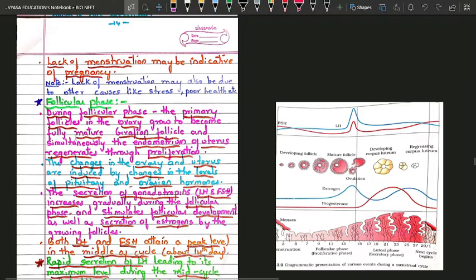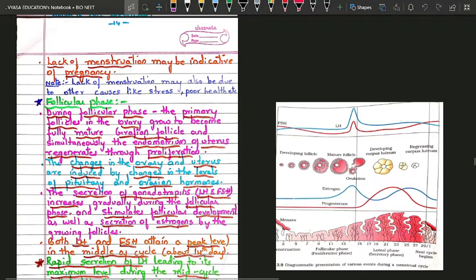Okay, follicular phase. So this was the menstrual phase, now the follicular phase. What happens in the follicular phase? We saw the Graafian follicle; the Graafian follicle develops. Why does the Graafian follicle develop? So that it can rupture and release an ovum. During follicular phase, what happens? The primary follicles in the ovary grow to become fully mature Graafian follicle, and simultaneously the endometrium of the uterus regenerates through proliferation. They also call this proliferation.